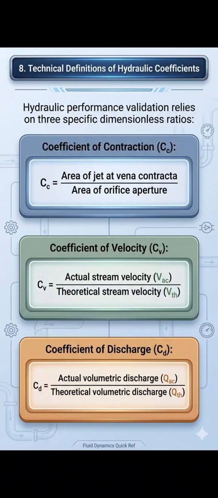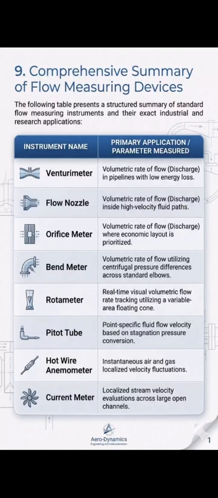Technical definition of hydraulic coefficients. Hydraulic performance validation relies on three specific dimensionless ratios. Coefficient of contraction Cc is the area of the jet at the vena contracta by the area of the orifice. Coefficient of velocity is the actual stream velocity by the theoretical stream velocity. Coefficient of discharge is the actual volumetric discharge by the theoretical volumetric discharge.